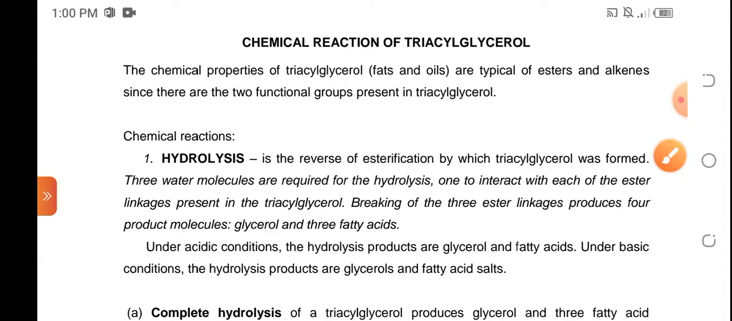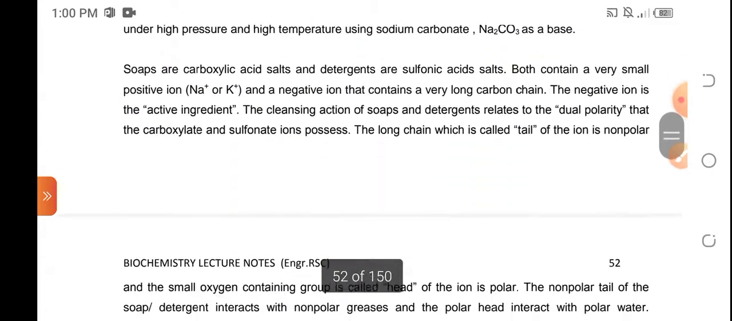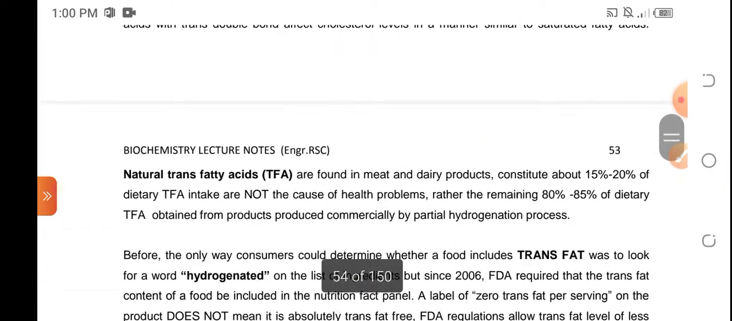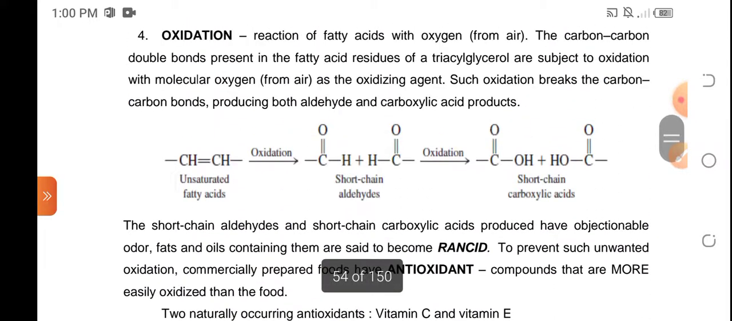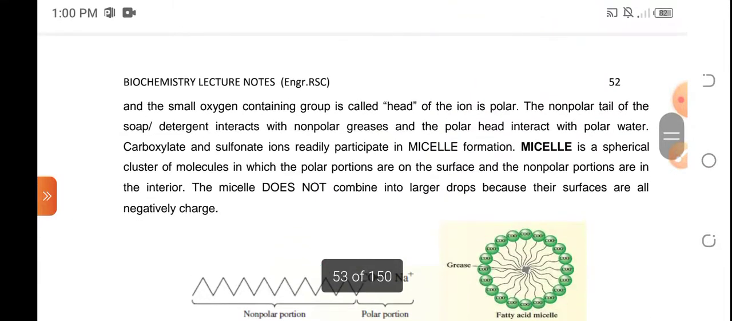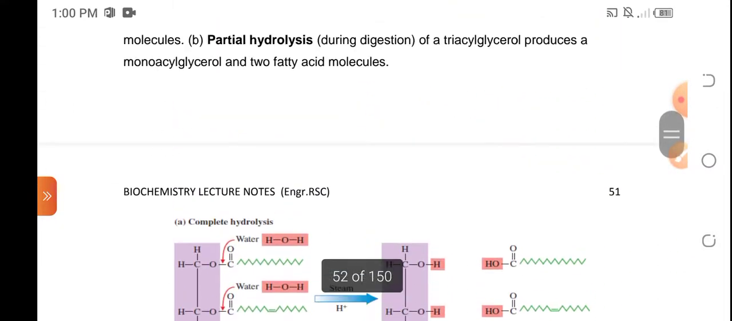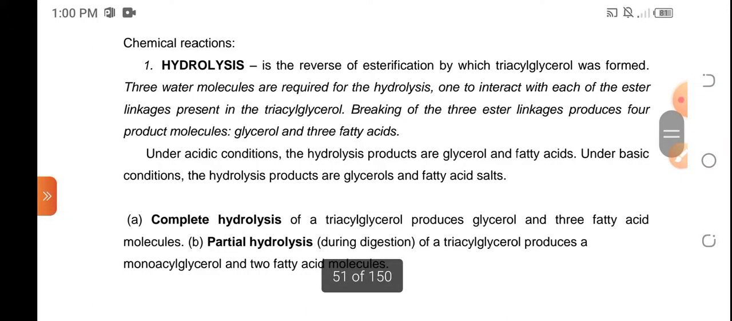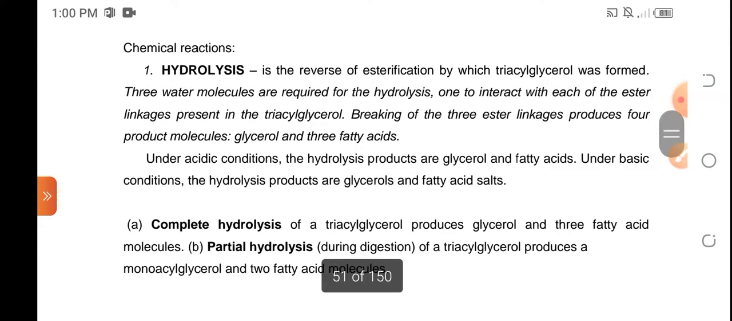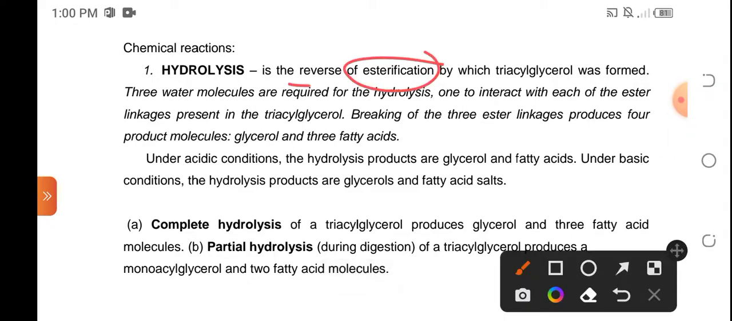Okay, so we have chemical reactions. I think there's 4 chemical reactions that we're going to discuss under the reactions of triacylglycerol. Okay, so the first one is hydrolysis. Okay, so hydrolysis is just the reverse of esterification. So kabaligtaran lang siya. Remember that esterification is the process wherein you produce the triacylglycerol from the reaction of glycerol and 3 fatty acids. So ang kabaligtaran lang niyan ng esterification ay hydrolysis.